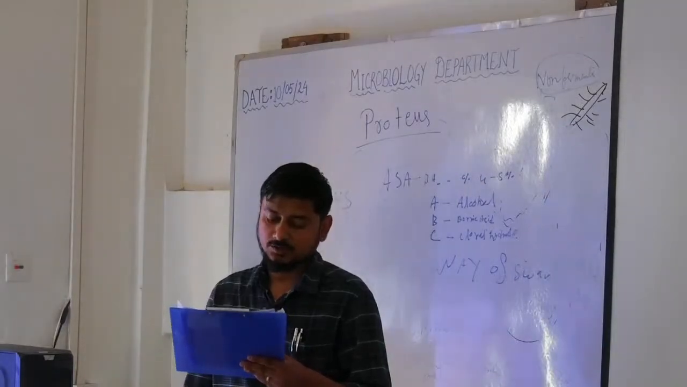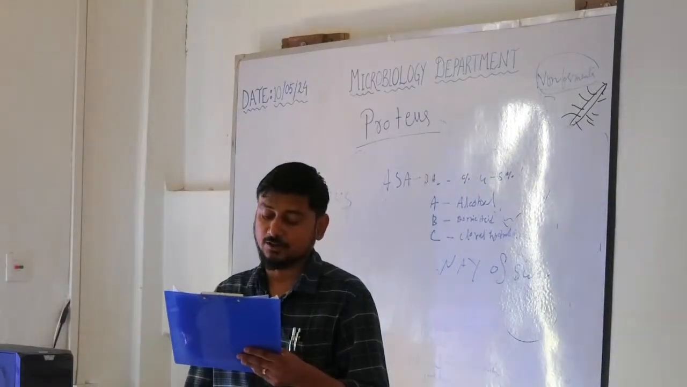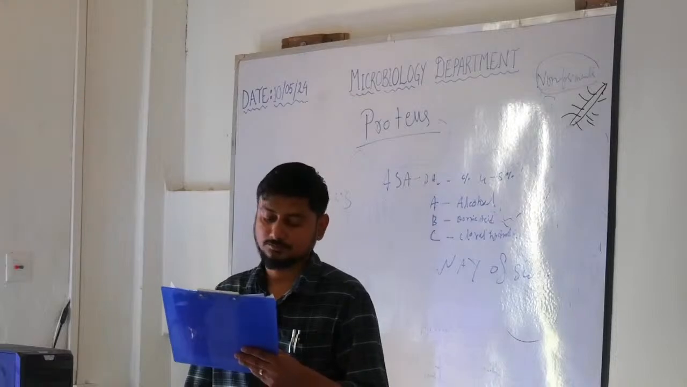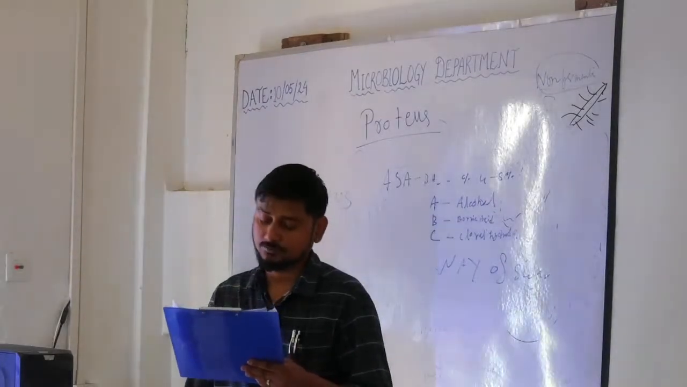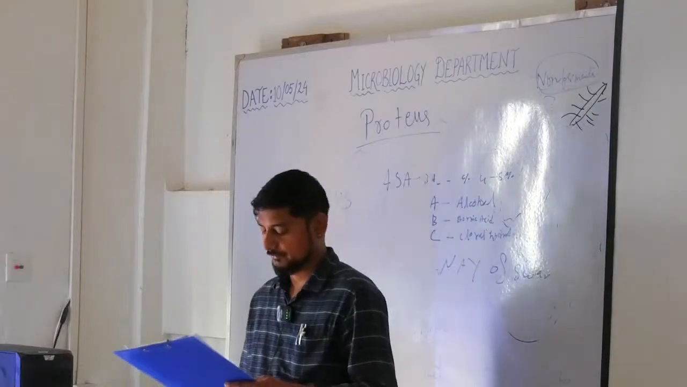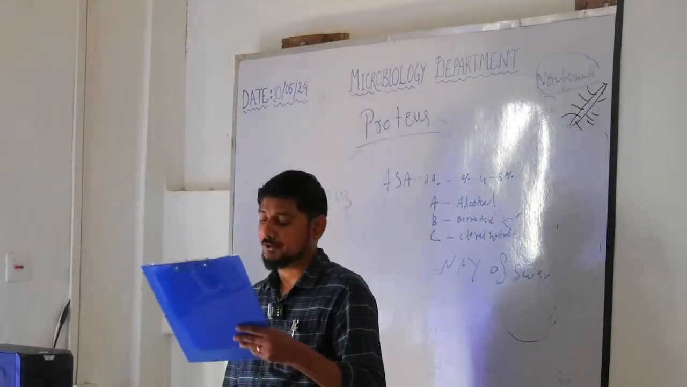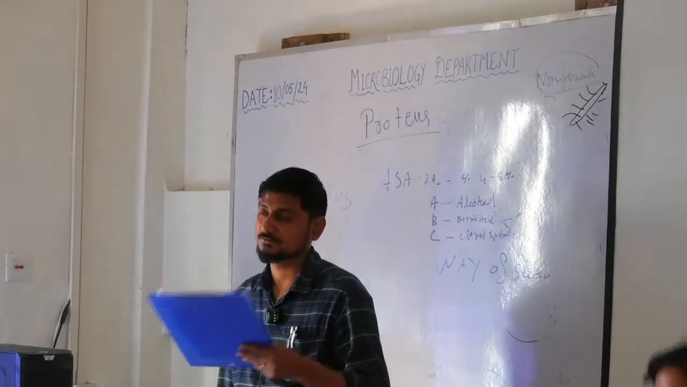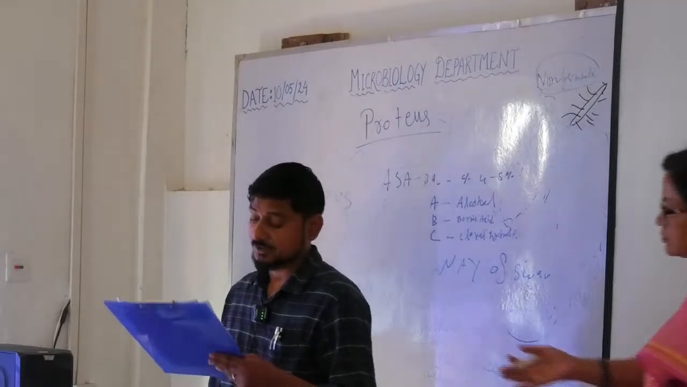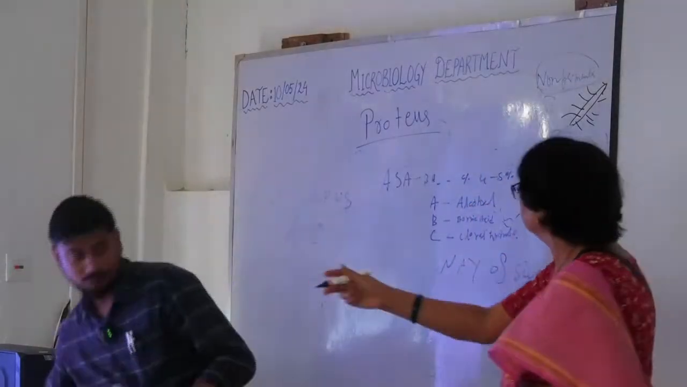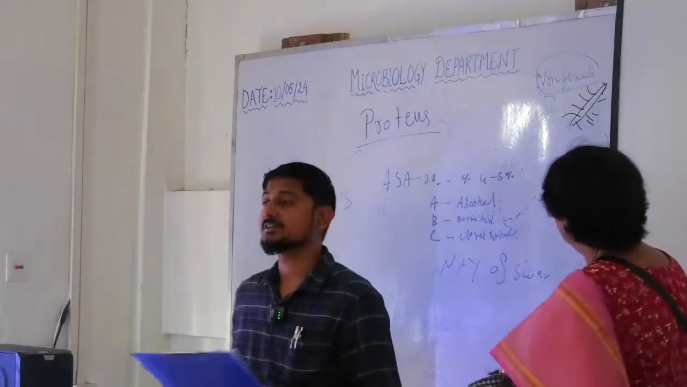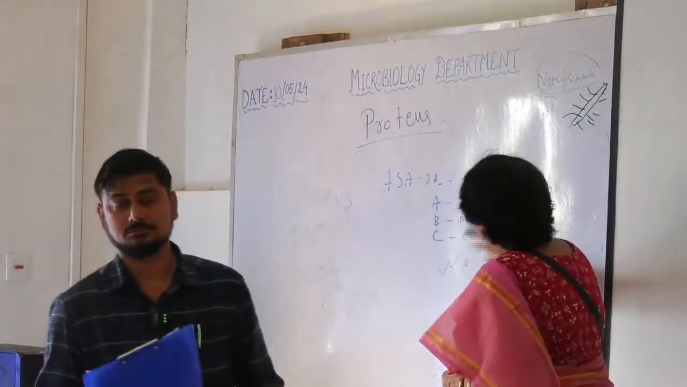Number 2, concentric circle of growth surrounding the point of inoculation, that is discontinuous swarming.